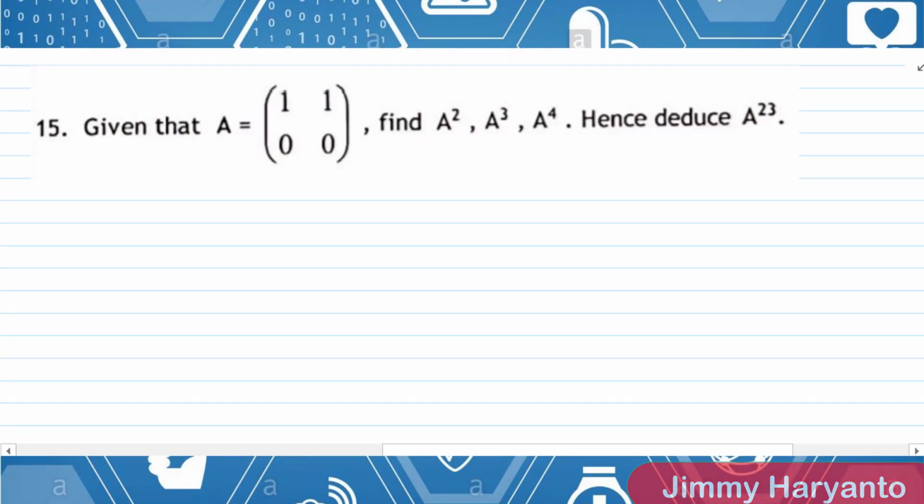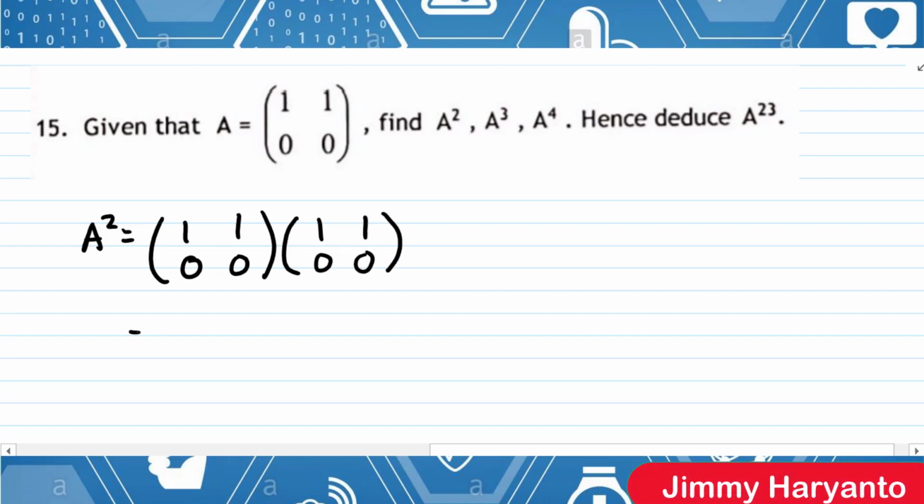And then the next one is 15. For 15, we have A. We have to find A squared. A squared means you have to multiply A 2 times like this. So we will get this times this equals 1, and 0, and this one is also 1, this one is 0, that one is 0. Okay, this is the result for A squared.